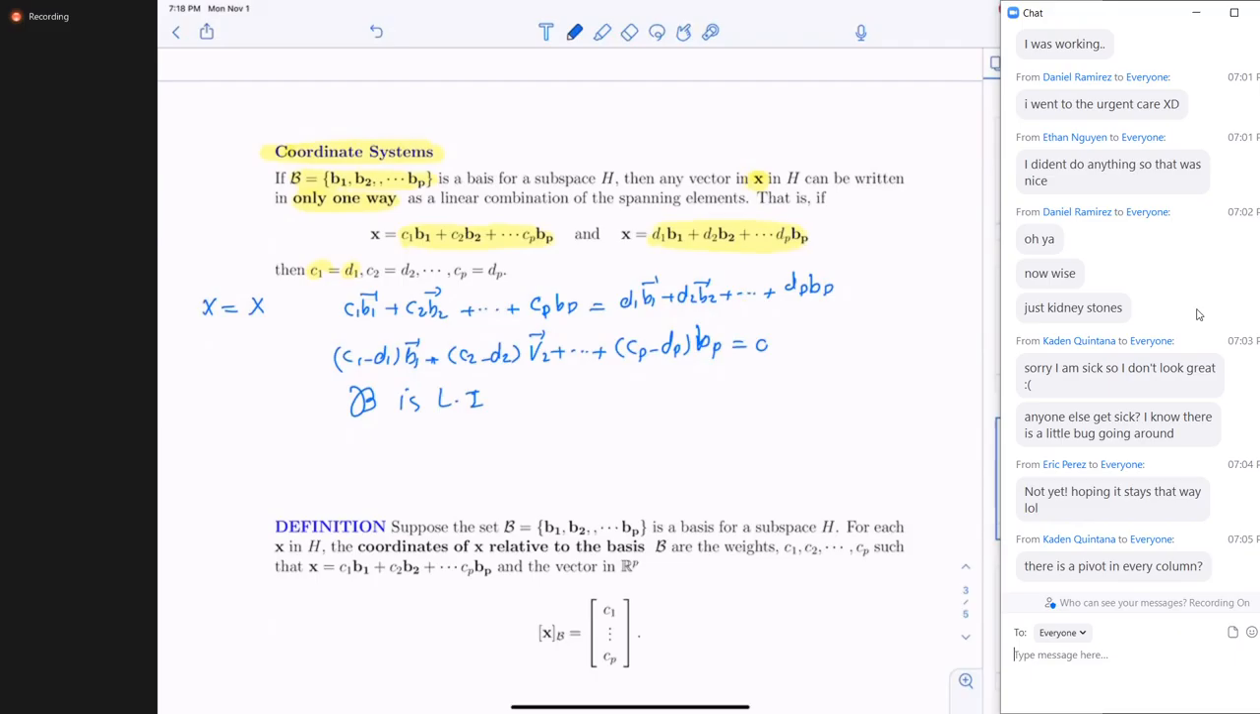Agree with that? So because b1, b2, up to bp are linearly independent, this implies that the coefficients c1 minus d1, c2 minus d2, up to cp minus dp must all be zero. When all of them are zero, that means c1 equals d1, and also cp equals dp. So we have only a unique linear combination of vectors when we have a basis. Or let's say the linear combination of a basis is always unique for a given vector x.